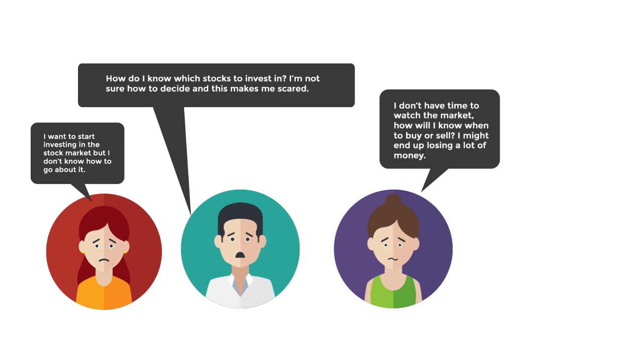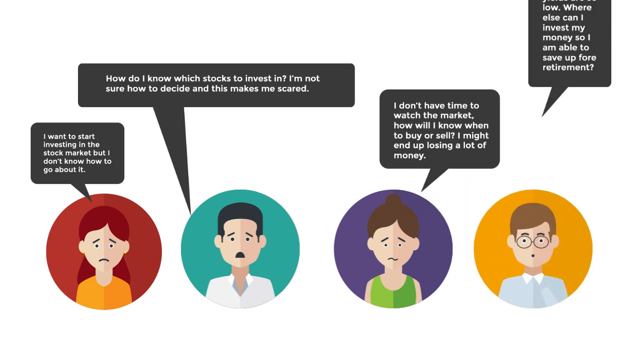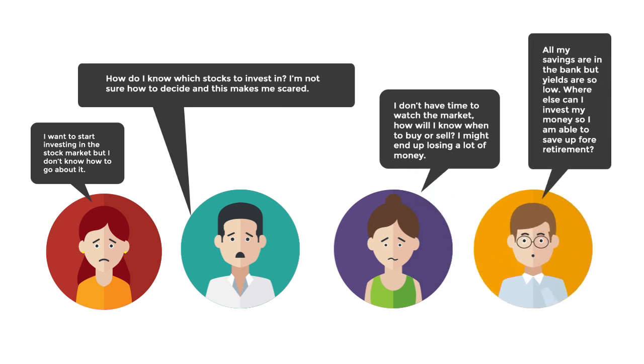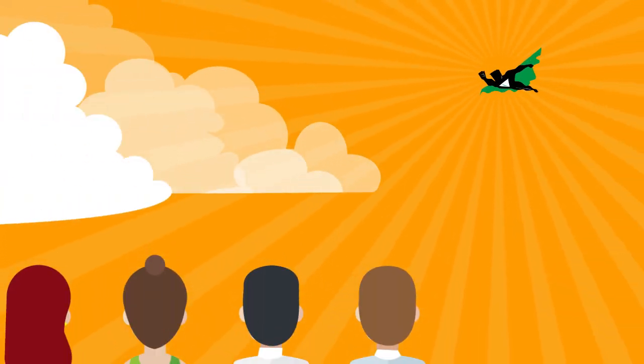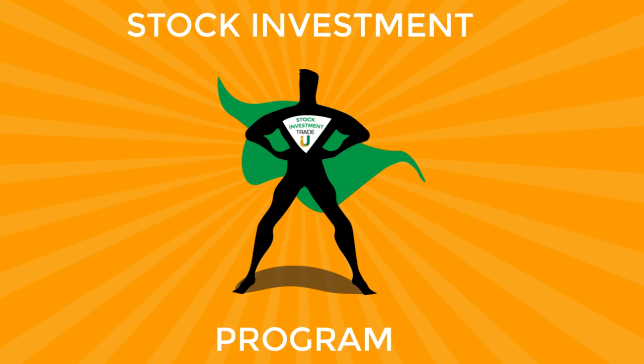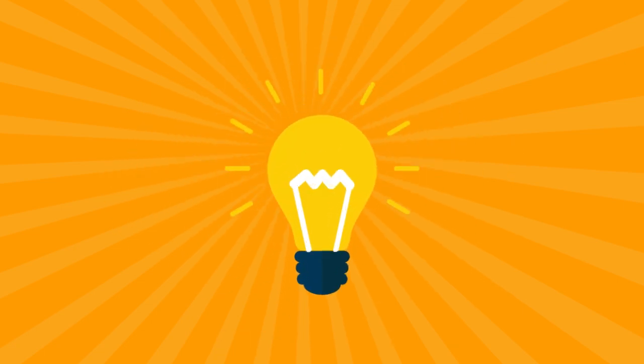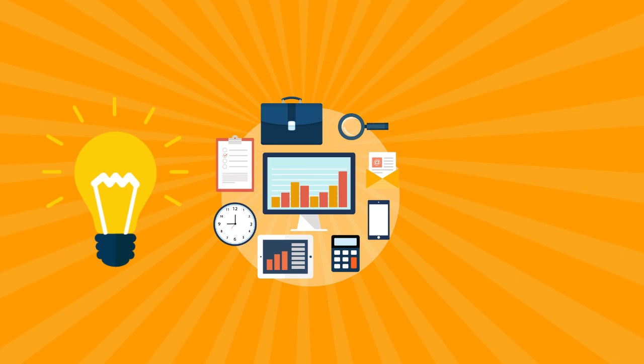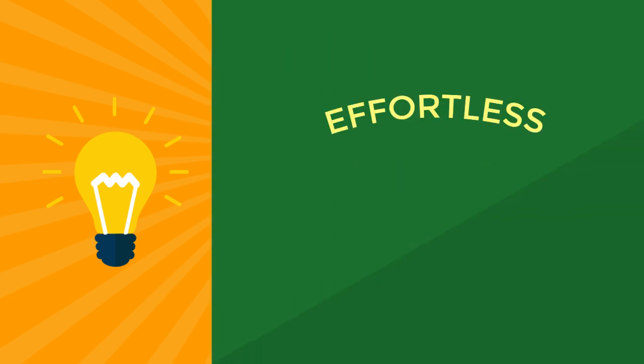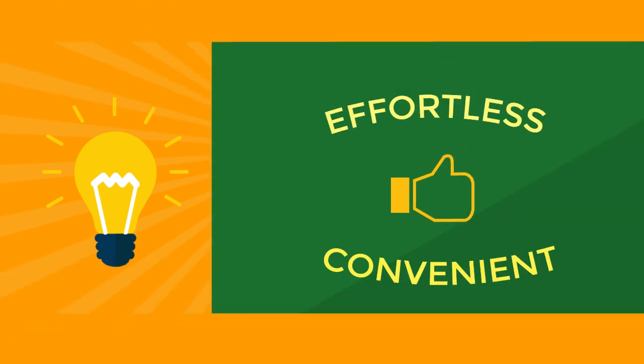You're also probably thinking that you don't have time to watch the market and might end up losing a lot of money. Or perhaps you've realized that all your savings are in the bank but the yields are low, so you want to know where else you can invest your money for retirement. If any of the above questions applies to you, then UTrade Stock Investment Program, or SIP, is the solution. This will allow you to invest in the stock market in an effortless and convenient way.